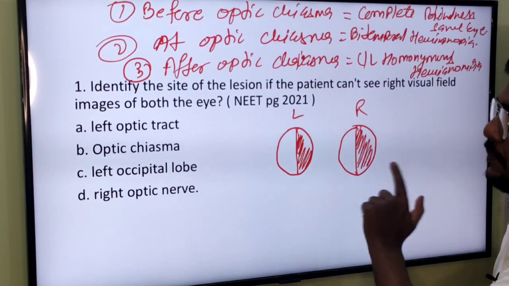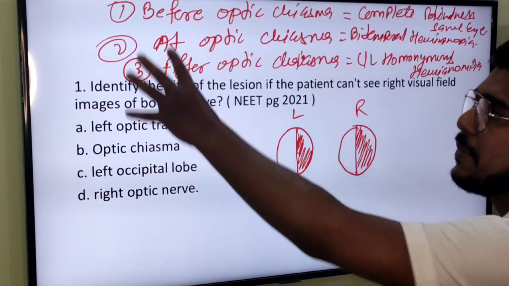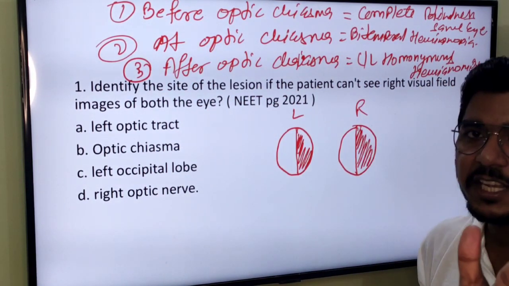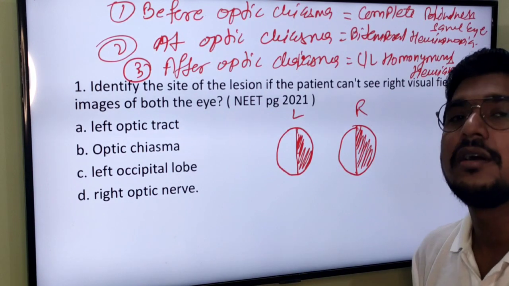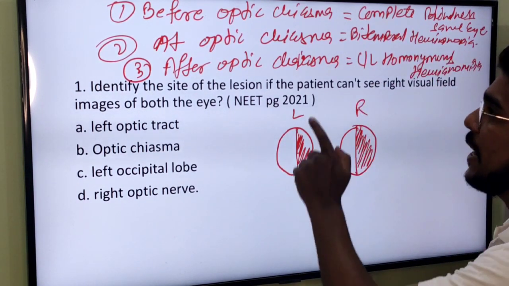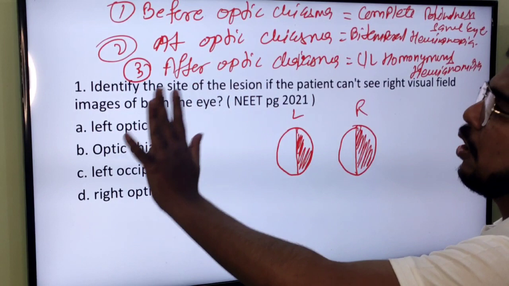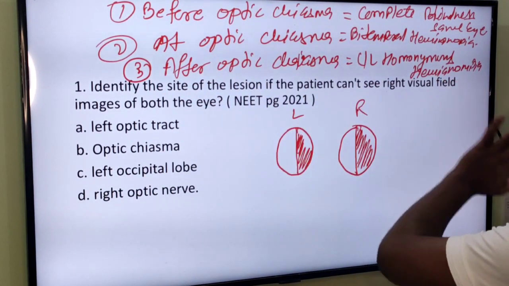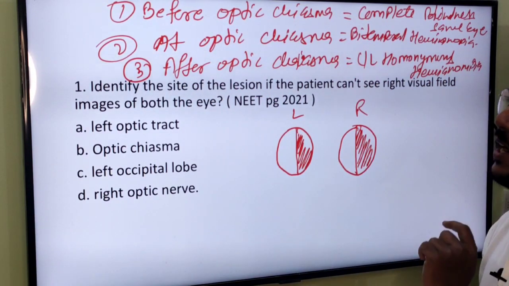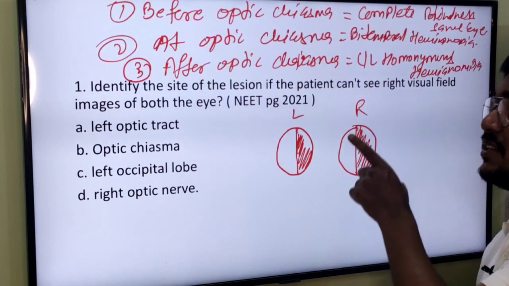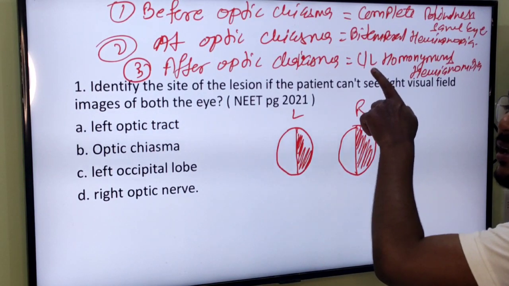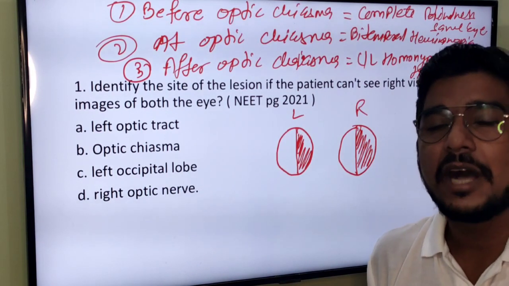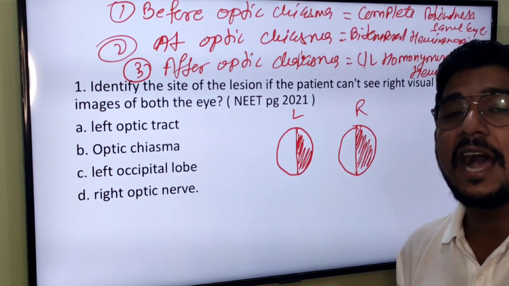So this is homonymous. Going by this rule, the homonymous hemianopia will always take place after the optic chiasma. The lesion will always be after the optic chiasma only, because we know that after the optic chiasma there is a homonymous hemianopia. Since the defect is right sided and I have written it is contralateral, obviously the lesion will be on the left side, and after the optic chiasma.